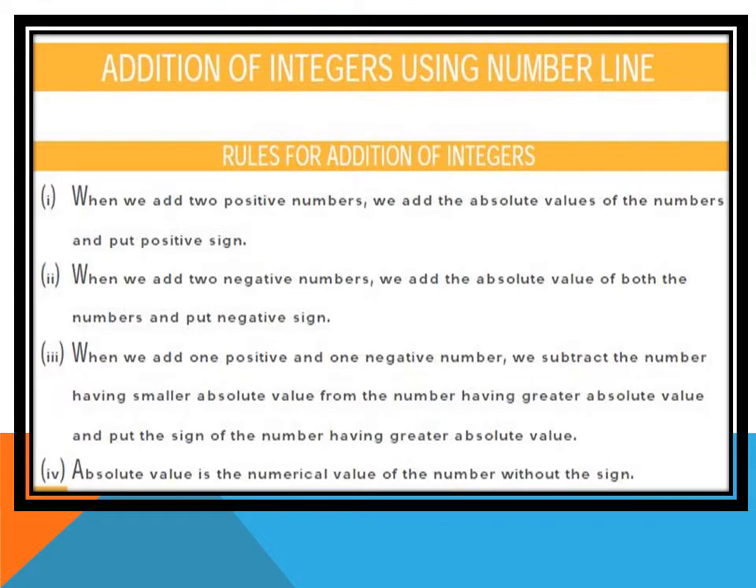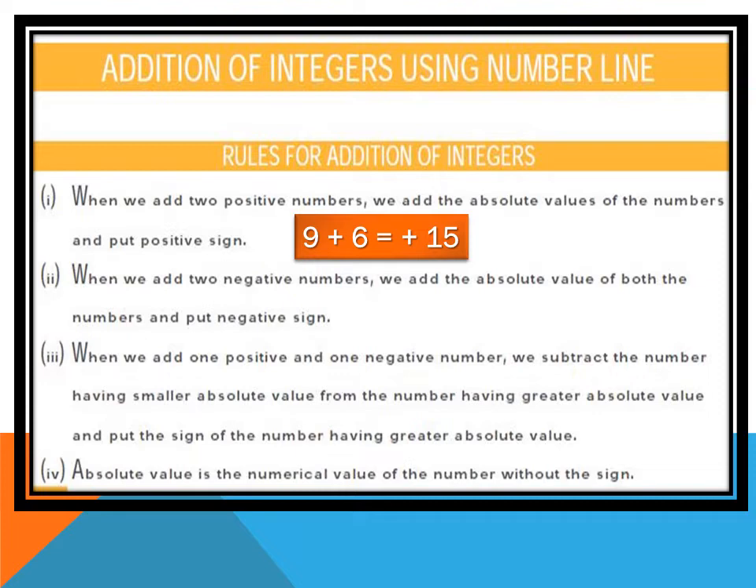So, addition of integers using number line. Rules of addition of integers. Now please remember this. I hope that you already know this, but even if you have forgotten or don't know the rules of addition of integers, these are the rules. When we add two positive numbers, we add the absolute values of the numbers and put a positive sign in front of it. For example, we are adding two positive numbers 9 and 6. Then we will get 15 and the sign in front of it will be a positive sign.